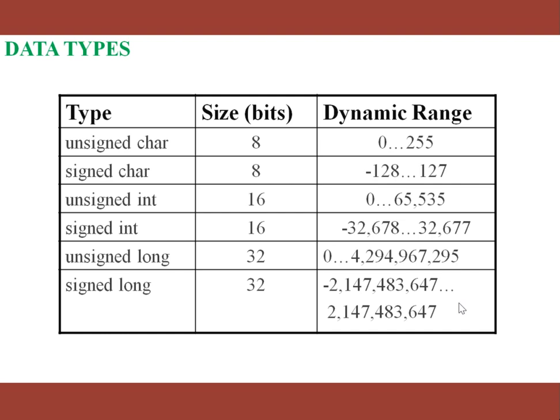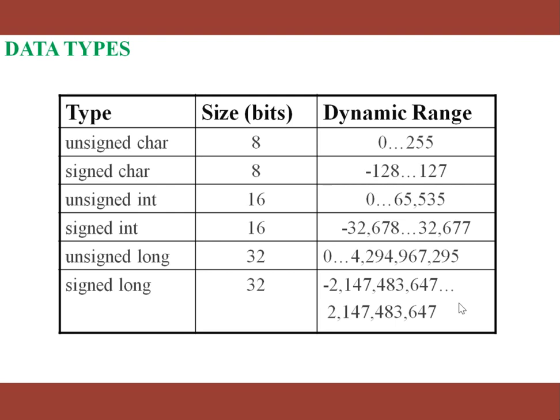There are some data types as well, like any other programming language. C has data types like characters, integers, long. So unsigned character, signed character, unsigned integer, signed integer, signed long, unsigned long. They vary in size also, and we talk about size in terms of bits. Unsigned characters are 8 bits. Similarly, signed characters are also 8 bits. Unsigned and signed integers are 16 bits. Unsigned long and signed long are 32 bits.